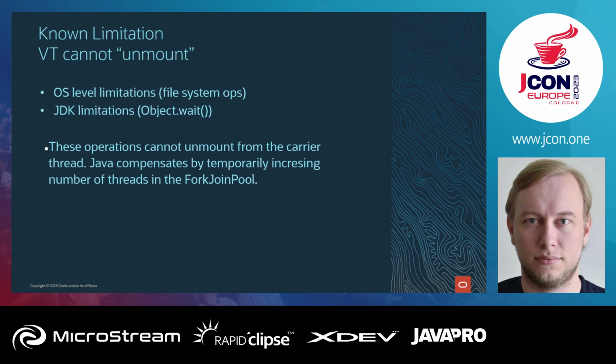But fortunately for us, these two operations are detectable by the JVM, and it will compensate for us. So even if this happens, and that means if we block the platform thread underneath the virtual thread because unmounting didn't happen, Java will compensate for us and temporarily increase the number of threads in our fork join pool. So we will not stop running or anything. It will be covered.